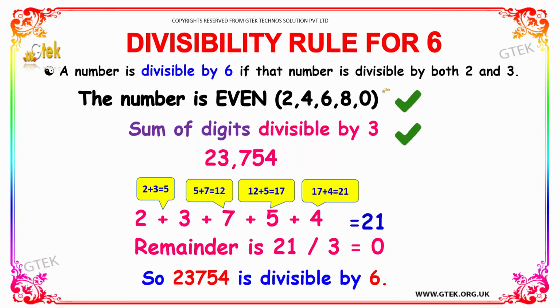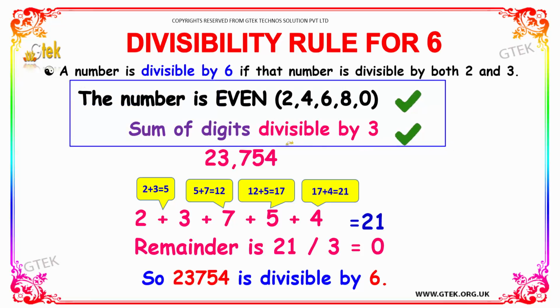Since your number satisfies both of the conditions, that the number in the units place is even and the sum of the digits is divisible by 3, hence the number 23,754 is divisible by 6, as it satisfies both the conditions that it should be divisible by 2 and 3.